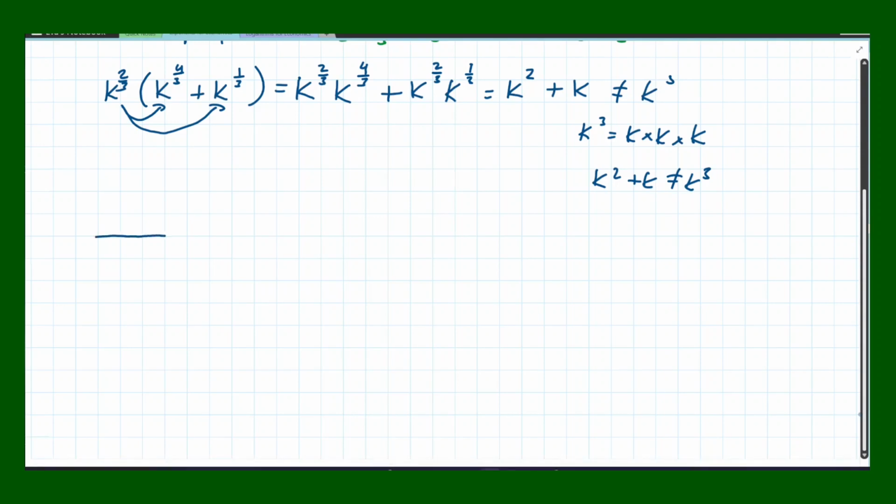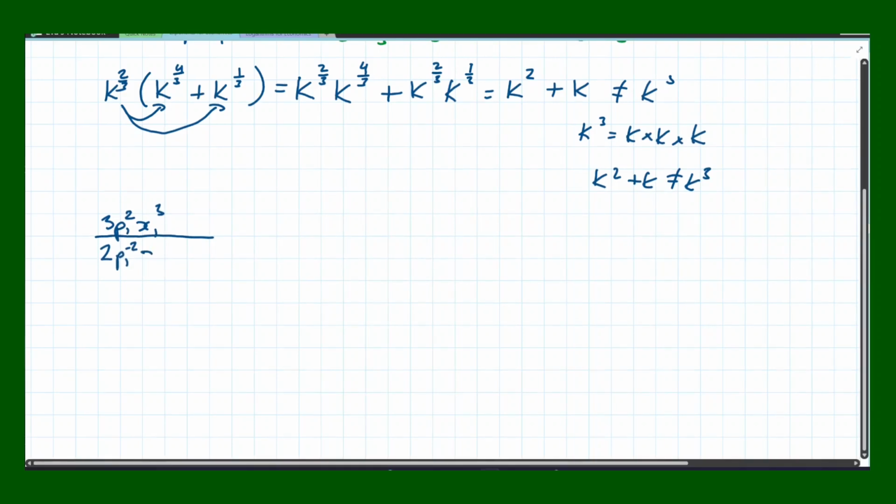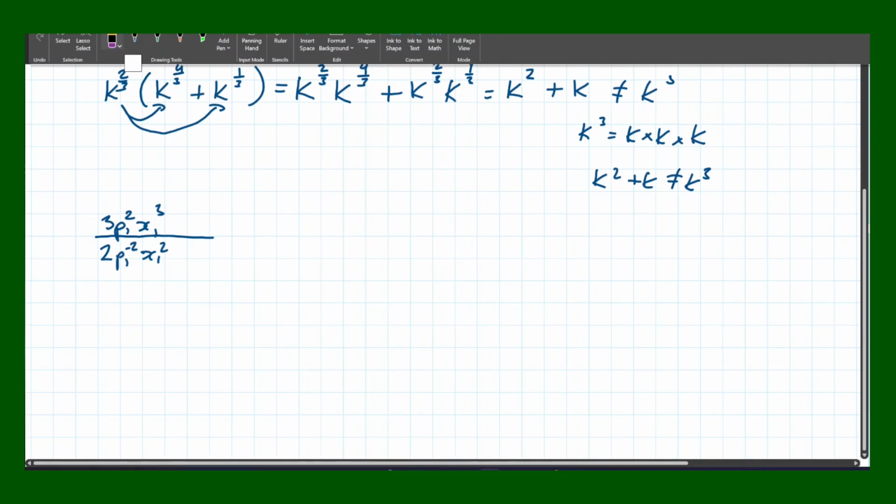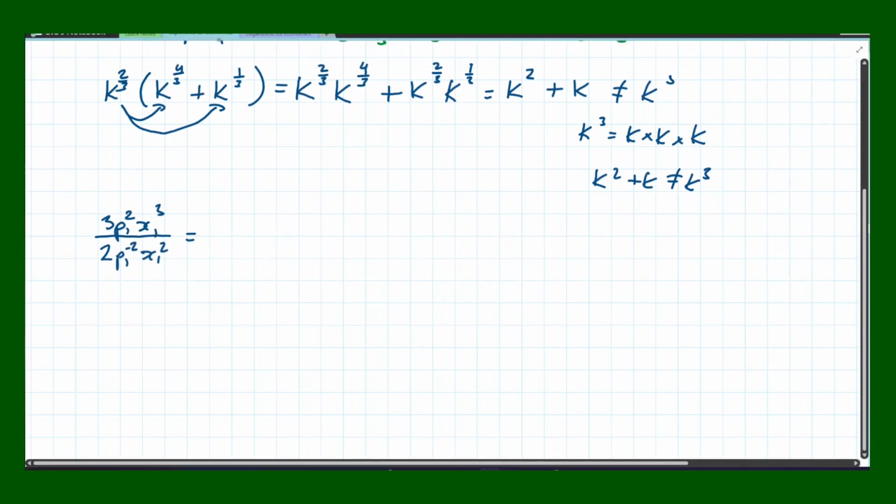It's going to be a long fraction. In the numerator, I'm going to have 3p1 squared x1 cubed, and at the bottom, I'm going to have 2p1 to the negative 2 and x1 squared. Well, I made the fraction a little bit too long. Now let's see what we can do.